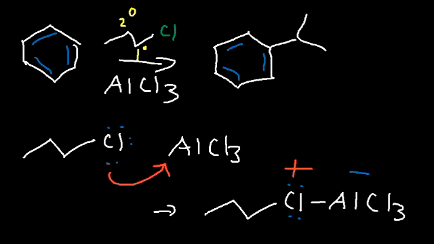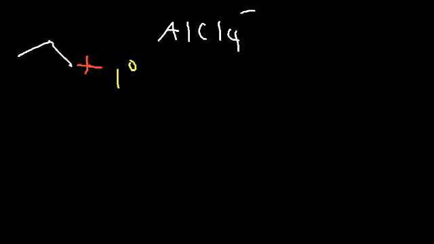So now the bond between the carbon and the chlorine is going to break, and because chlorine is more electronegative, the chlorine atom is going to take those 2 electrons in that bond. And so what we now have is a primary carbocation, and somewhere on this side we have AlCl4-. Now primary carbocations are not very stable, and so a hydride shift is going to occur. So this hydride is going to move here, and we're going to get a secondary carbocation.